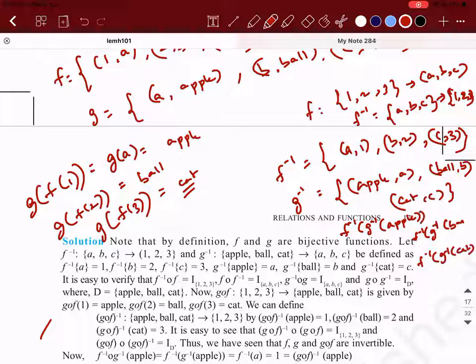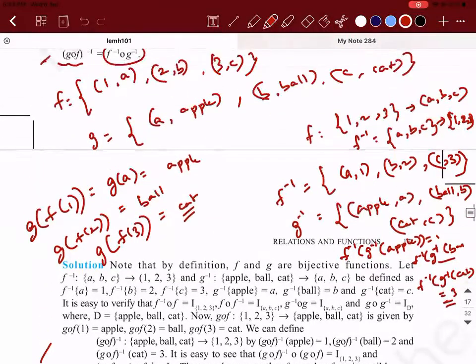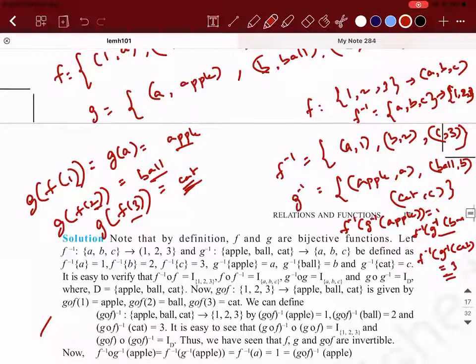What is F inverse of G inverse of apple? 1. F inverse of G inverse of cat? 2, 3. So here also we got apple 1, ball 2, cat 3. So both the sides, they are same. Hence that is the answer. Hence they both are equal. So apple 1, ball 2, cat 3. Clear?